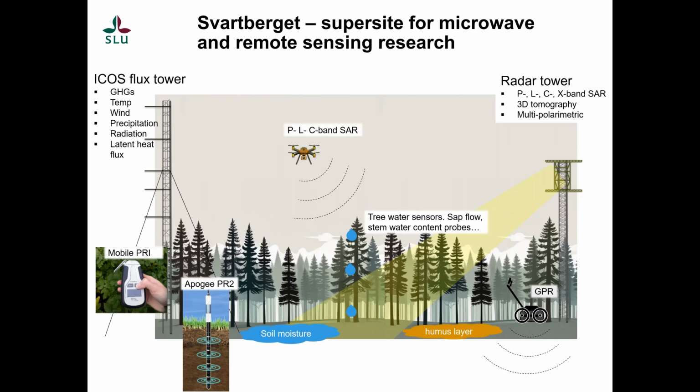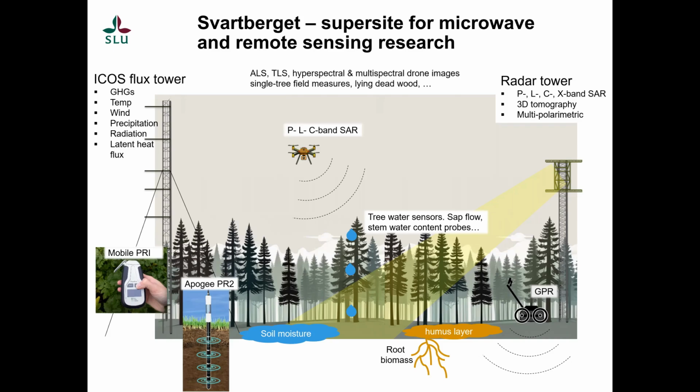We have measured the humus layer at different locations. So you see the thickness, which is one of the variables that we're trying to quantify with these radars. And we have estimated the root biomass using allometric functions and related that to the radar backscatter.